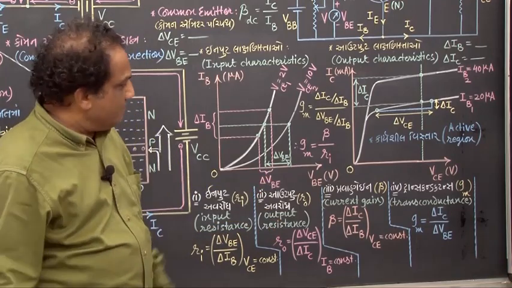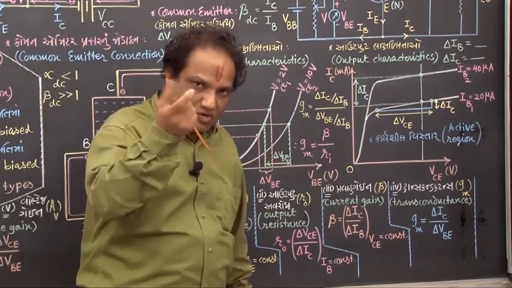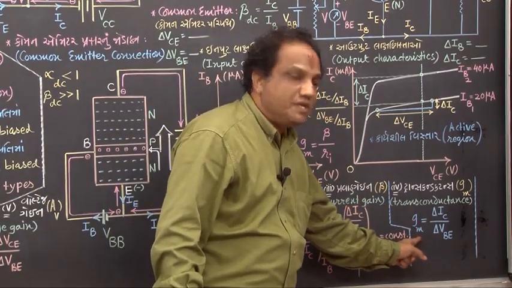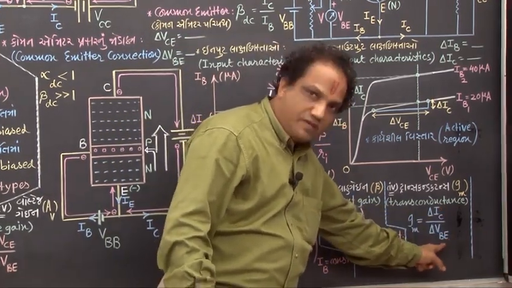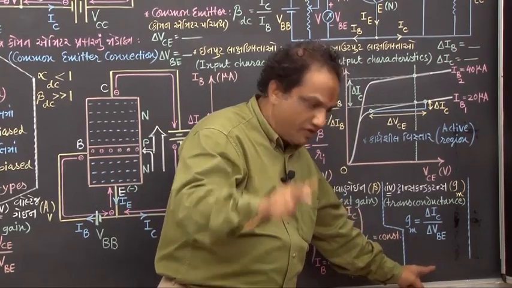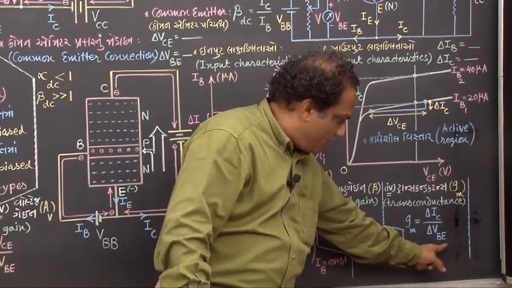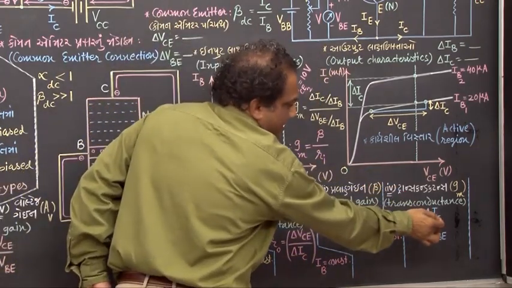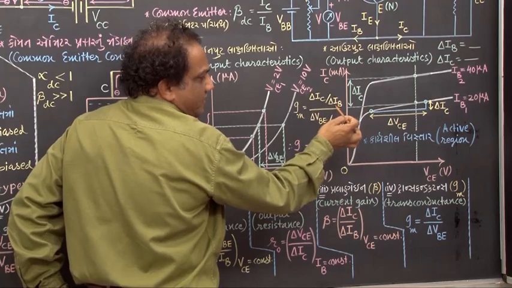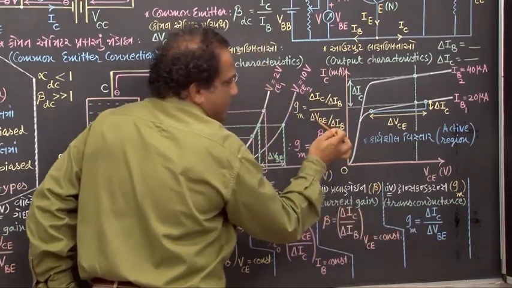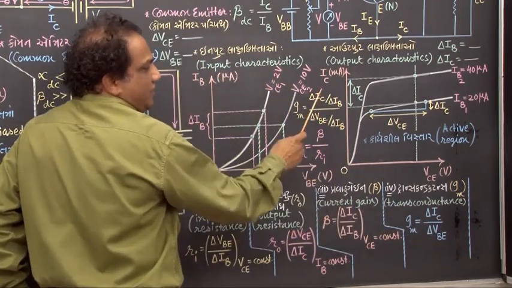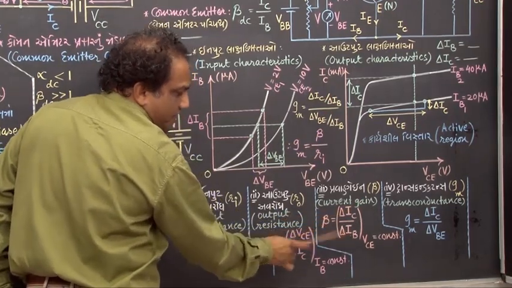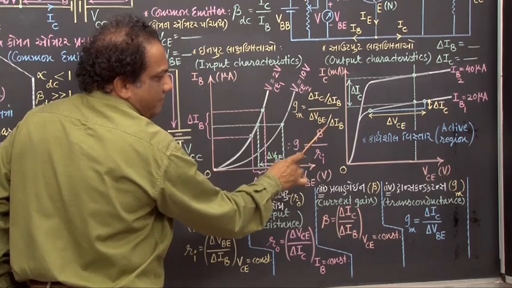I am showing you. Before that, I require one very small derivation. GM is how much? Delta IC upon delta VBE by definition, okay? You just divide the numerator and denominator by delta IB. So it is delta IC upon delta IB, and here delta VBE upon delta IB. What is delta IC upon delta IB? It is nothing but beta. So this can be replaced by beta.